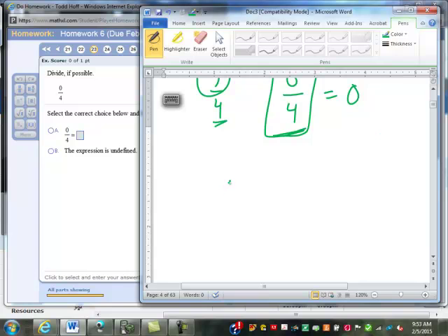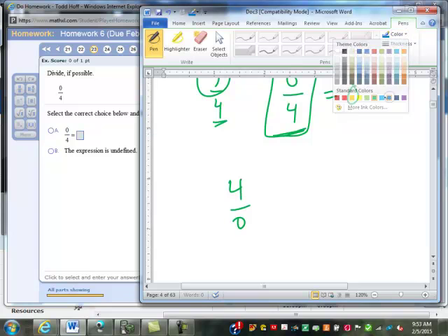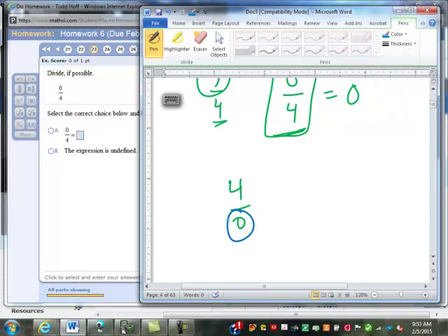How about to have 4 zeroths? Is that possible? That's not possible. Because this is saying it takes 0 pieces to make a whole object, but you have 4 of those. Well, how can you have 4 of them if it takes none of them to make an object? It just doesn't work. You cannot divide by 0. If you try to divide by 0, really bad things happen. If you try to type that in your calculator, 4 divided by 0, it'll give you an error.